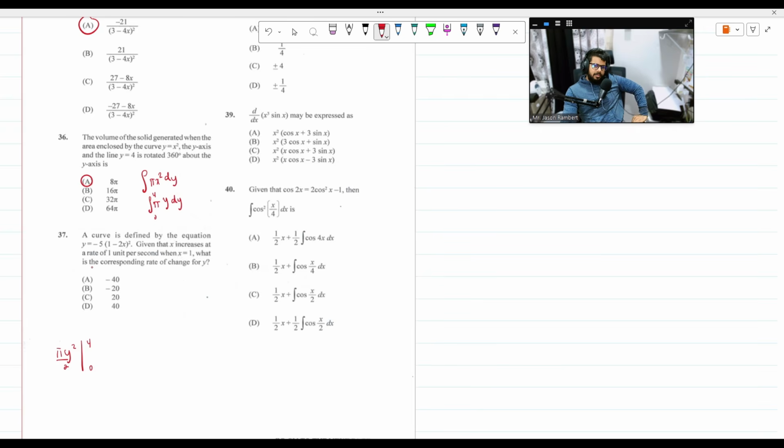A curve is defined by the equation y is equal to minus 5 into 1 minus 2x. Given that x increases at a rate of 1 unit per second when x is equal to 1, what is the corresponding rate of change for y? So we want dy dt.